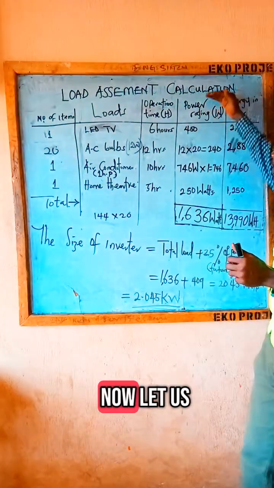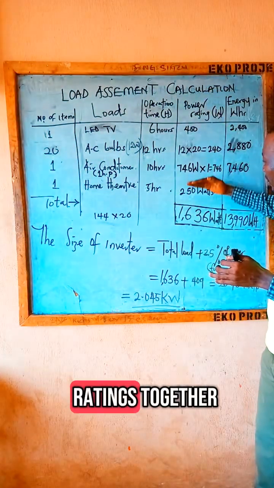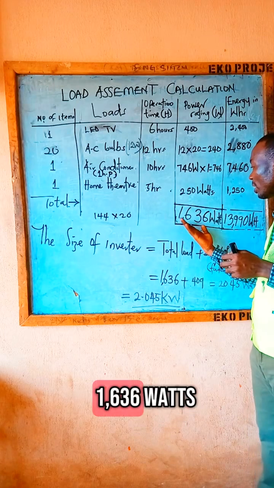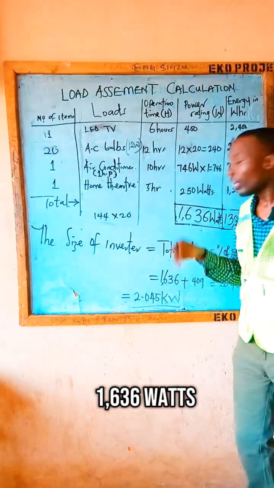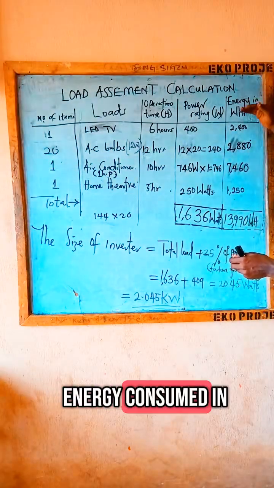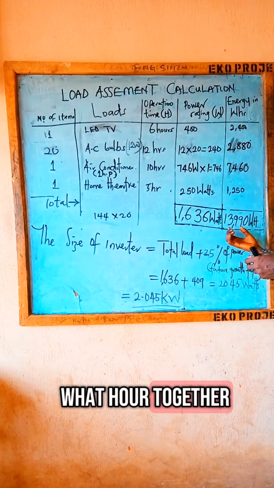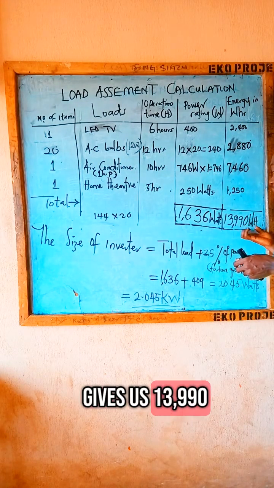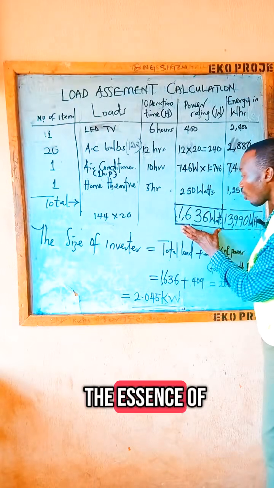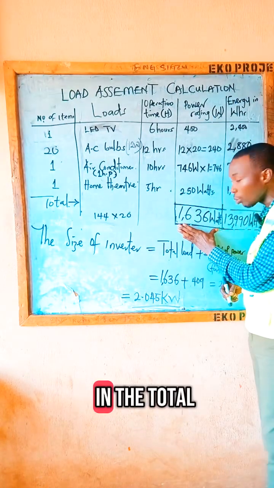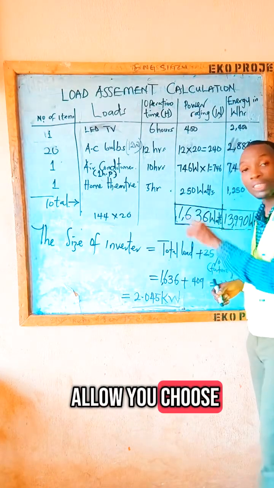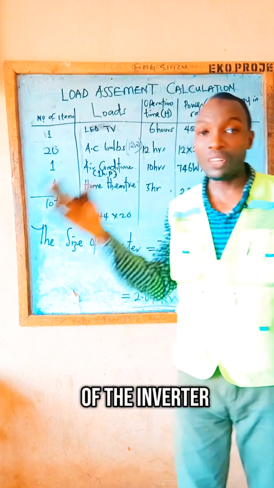All together now, let us add all the power ratings together. It gives us 1,636 watts. And all the energy consumed in watt hours together gives us 13,990 watt hours. The essence of this total power rating is to allow you to choose the right size of the inverter.